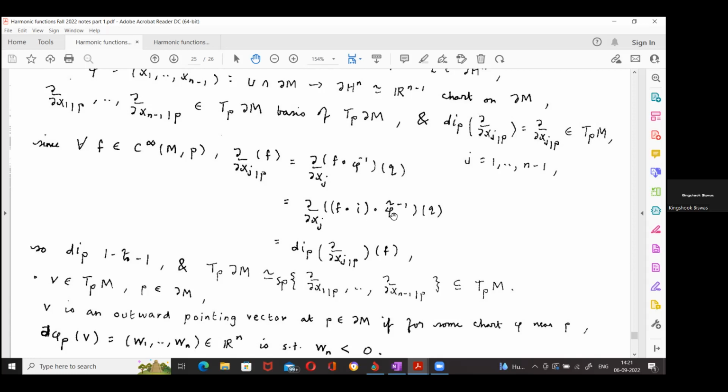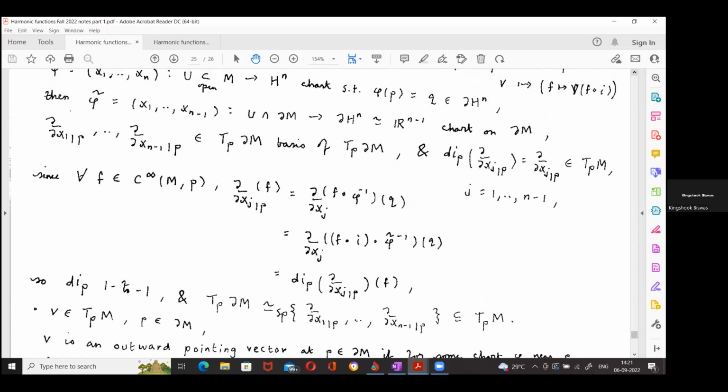Right? So this F composed phi inverse will be restricted to boundary Hn. Okay. And by definition, this is exactly the derivative of this inclusion map at P applied to del del xj at P acting on F. Right? Just use the definition of the derivative of this inclusion map. Is it clear?